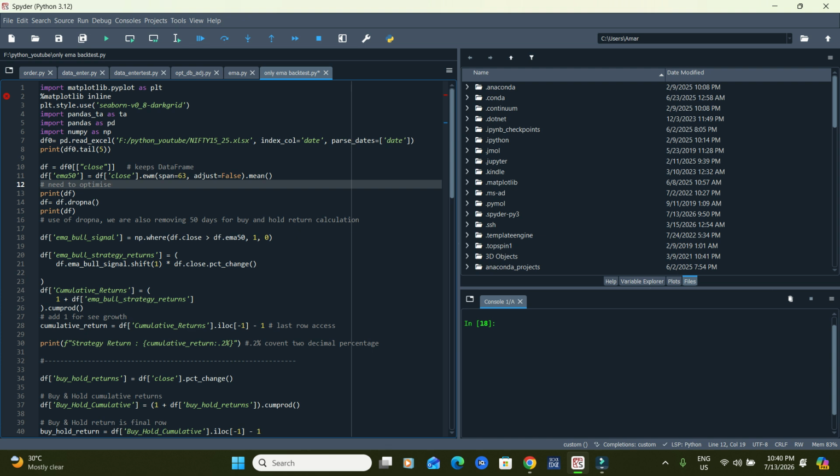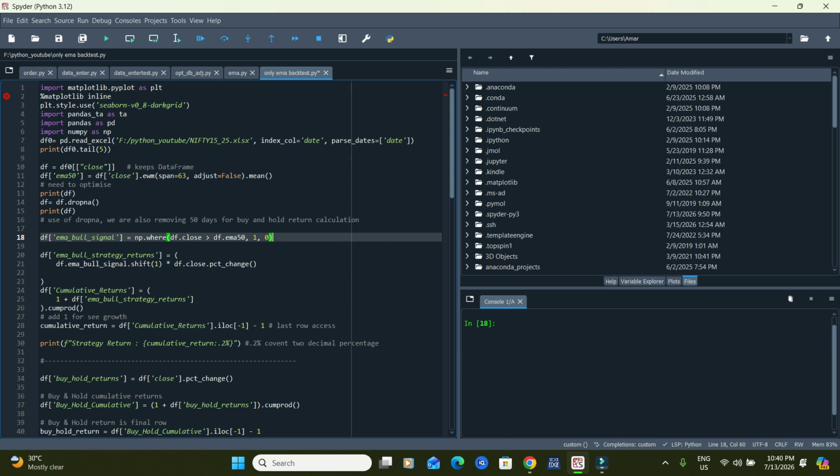So the concept and strategy is here. You can enter when the close is greater than the exponential moving average, and otherwise you have to exit that strategy. So this is the core concept of this lesson.